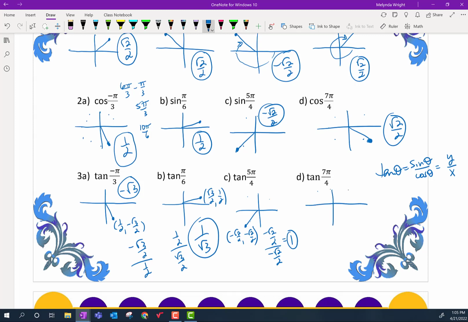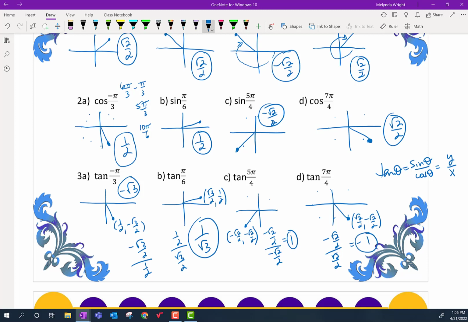Last one, 7 pi over 4. 1, 2, 3, 4, 5, 6, 7. Here's 7 pi over 4. Let's write the coordinate point down. Root 2 over 2, negative root 2 over 2. All right, x is positive, y is negative. Okay, so let's do our fraction. So we've got negative root 2 over 2 over root 2 over 2. And that gives us a negative 1.